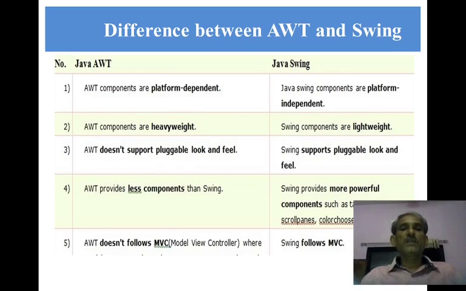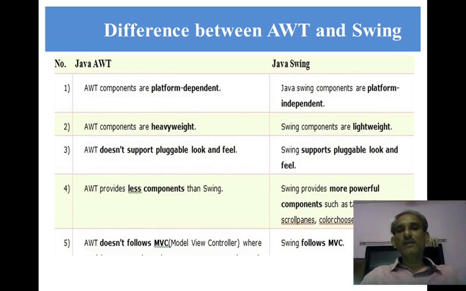The fourth difference is AWT provides fewer components than Swing, and Swing provides more powerful components such as tables, lists, scroll panes, color chooser, tabbed pane, etc. These tables and lists are not available under AWT components, but in Swing we can create a table, list, scroll panes. And AWT does not follow MVC, model view controller, whereas Swing follows the model view controller. So these are some basic differences between AWT and Swing components.